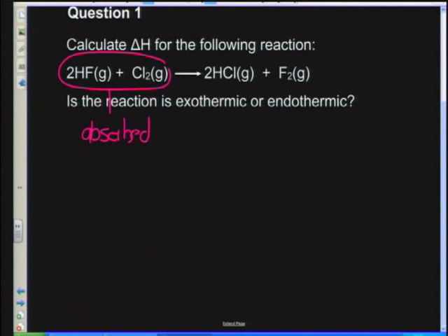Okay, and yes, I can write as well. Over here, that's energy released. Okay, so I need to work out the total amount of energy absorbed and the total amount of energy released, and I'm going to minus them from each other.